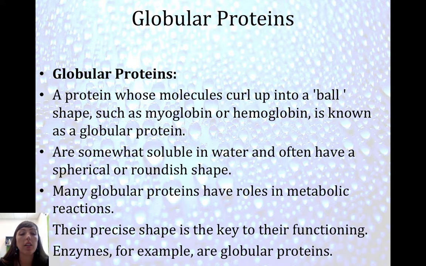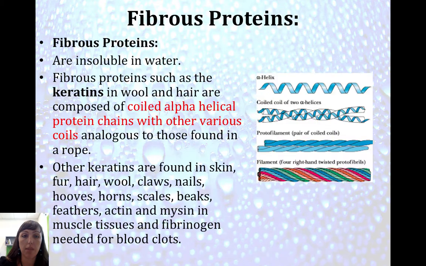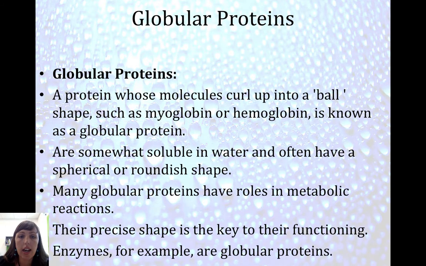Globular proteins. So these are proteins whose molecules curl up into a ball shape. And it's easier to remember these when you hear the names. Looking back at the fibrous proteins, right? These look like fibers of what hair or wool would look like. And then globular proteins are in a ball shape.